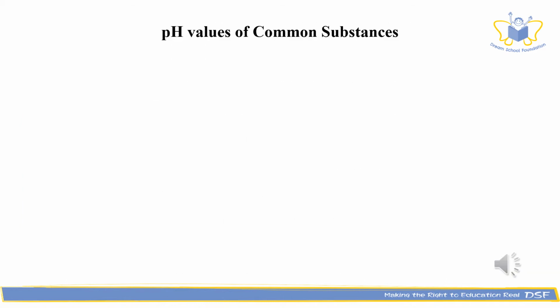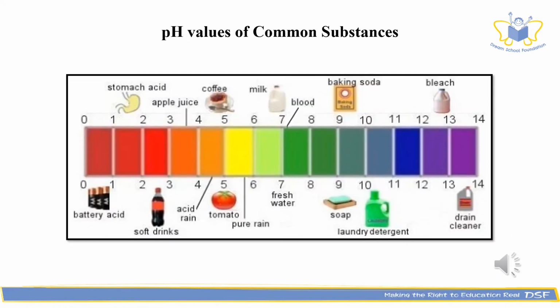pH values of common substances we come across. So, which is the strongest acid here? It is battery acid with a pH of less than 1. So, this we call the strongest acid. Which is a mild acid? Milk. Which is a mild base? Soap. Very good. Which is the strongest base? It is drain cleaner. Correct.